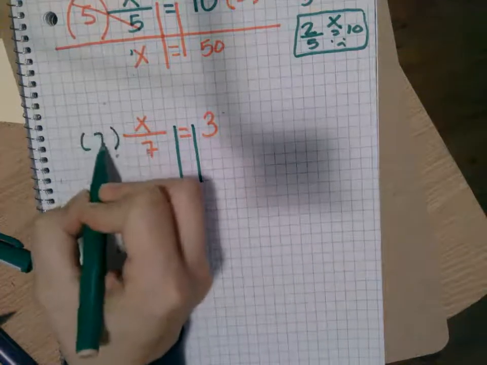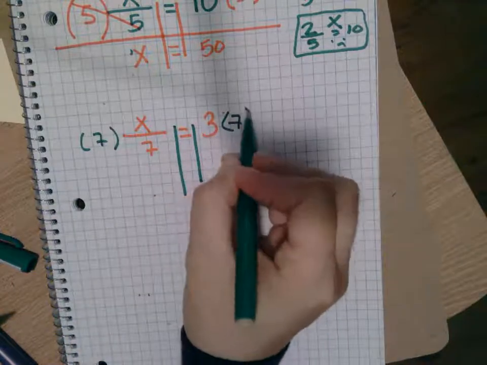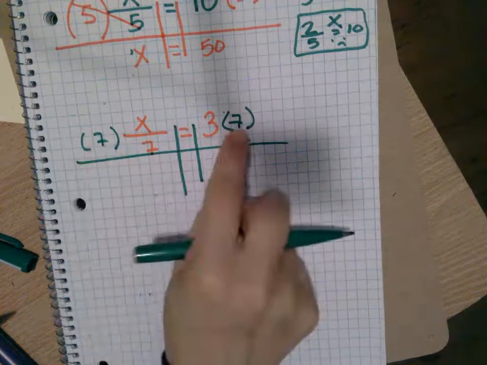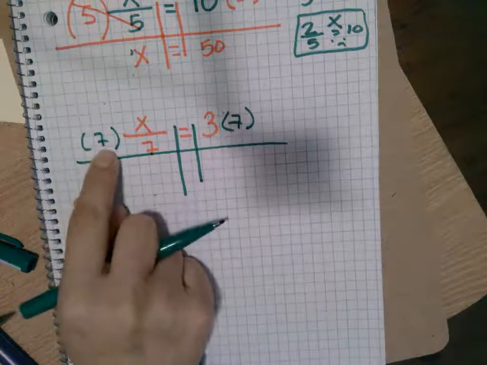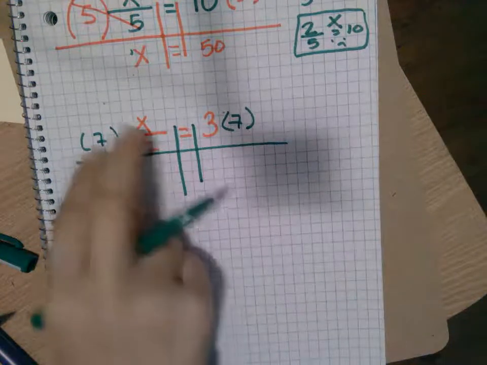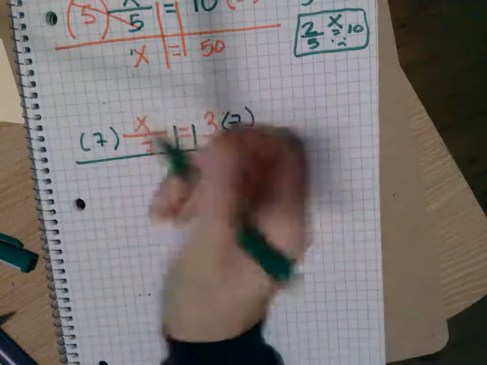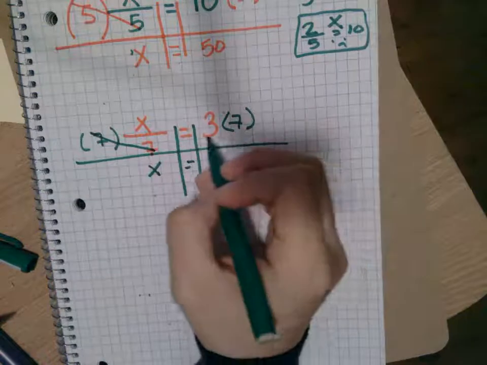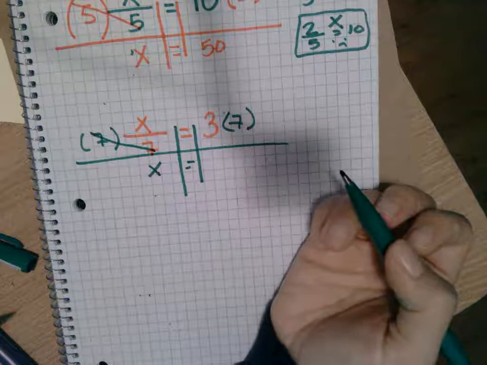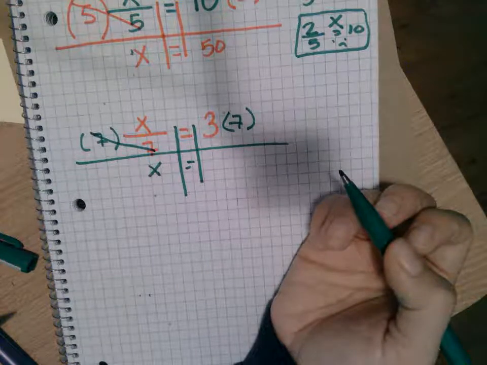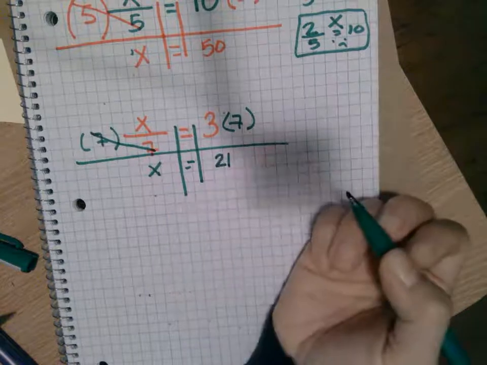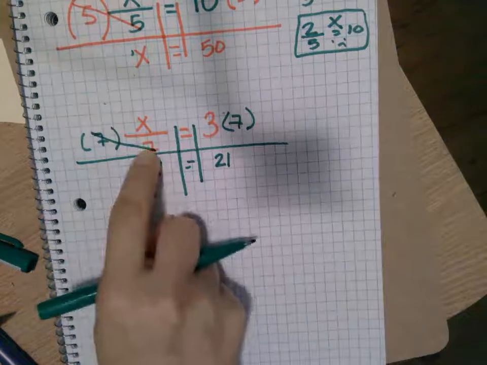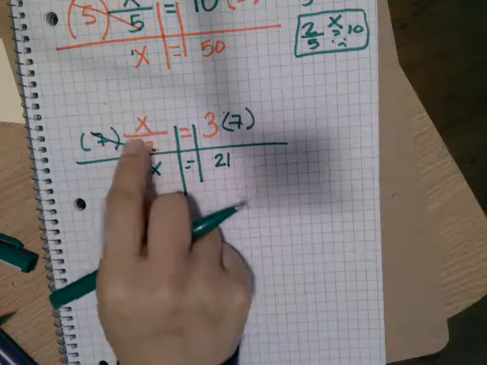Times 7 on this side, and you have to do it on both sides. And when I check your work, I'm going to be checking that you wrote the 7 twice, and that you wrote that you're going to multiply. How do you write that you're going to multiply? You put parentheses. So this gets eliminated. We're left with x equals, what's 3 times 7? 21.